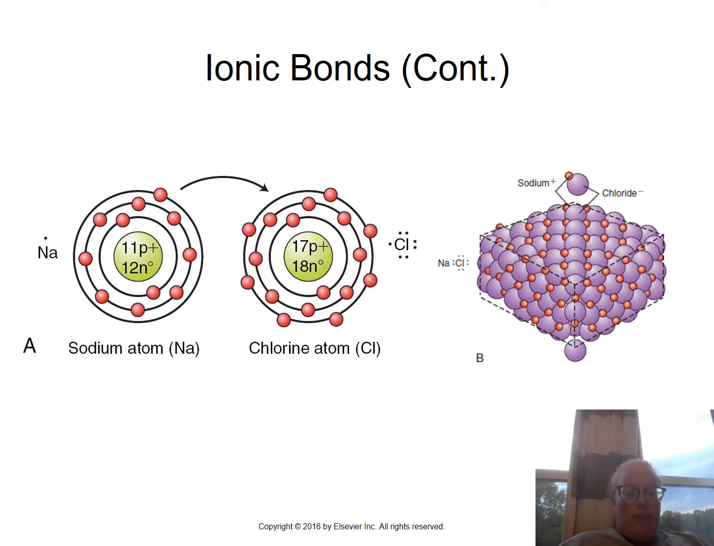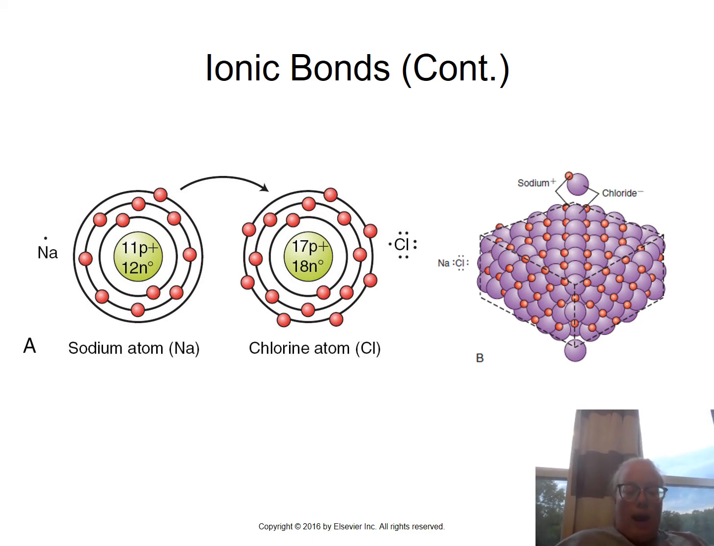So this is another example of ionic bonds for those of you who are visual learners, which may make more sense. In the first figure on the left, you see an electron in the outermost shell of the sodium atom that is transferred to the chlorine atom, resulting in sodium having a positive charge and chloride having a negative charge.